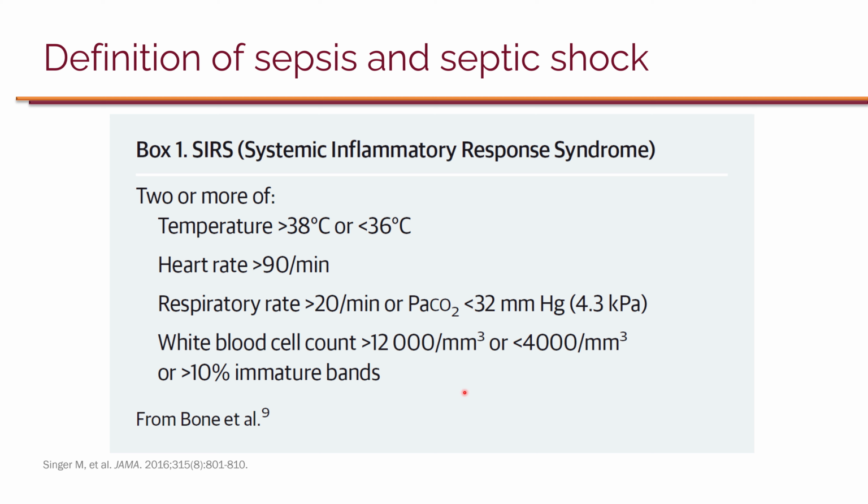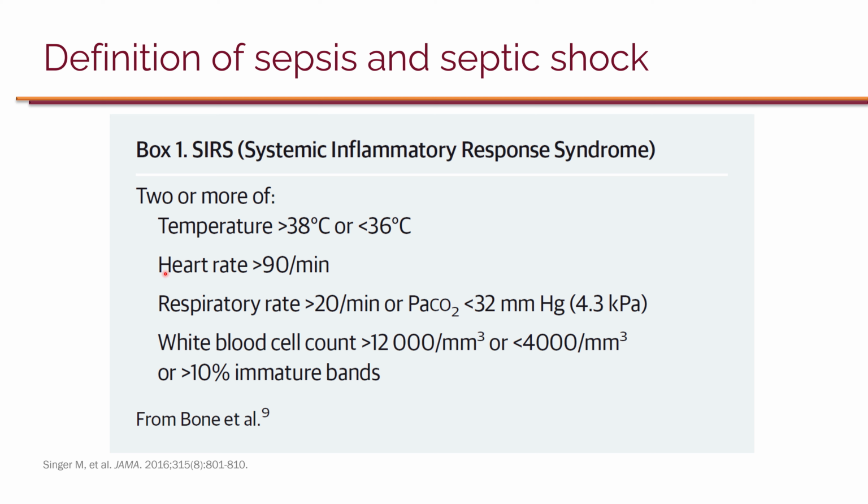Now let's take a look at the SIRS criteria. SIRS stands for Systemic Inflammatory Response Syndrome, and there are 4 things to look at. Essentially, the first thing is temperature, so either a temperature of greater than 38 degrees Celsius or a low temperature of less than 36 degrees Celsius, so essentially a fever or hypothermia.